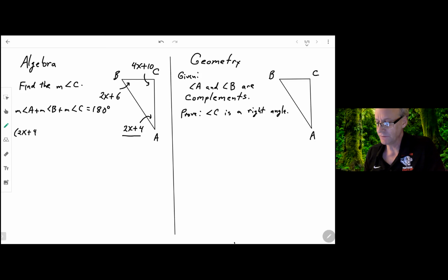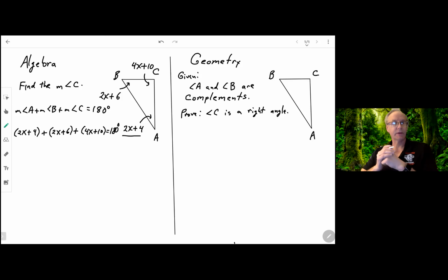Now, I like to always substitute inside parentheses. I think that's a really important concept. Plus the measure of angle B. And instead of the measure of angle B, I'm going to put 2x plus 6. And instead of the measure of angle C, I'm going to put 4x plus 10. Sorry, it's looking a little bit jammed in there.